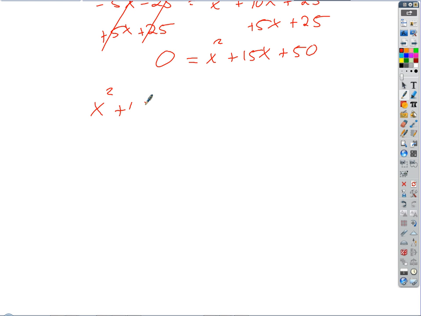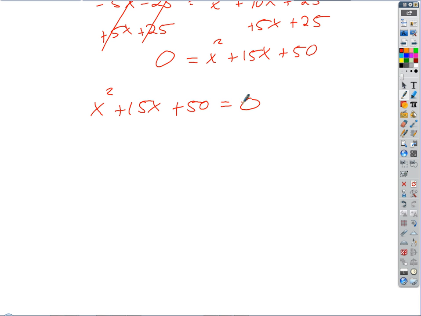Okay, so if we rewrite this, let's put the 0 on the right. This ought to look pretty familiar. Quadratic equation. So what are my options? If I have a quadratic equation in standard form, I could use the quadratic formula. But could I do something easier?